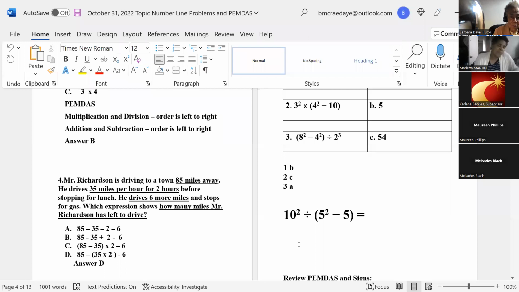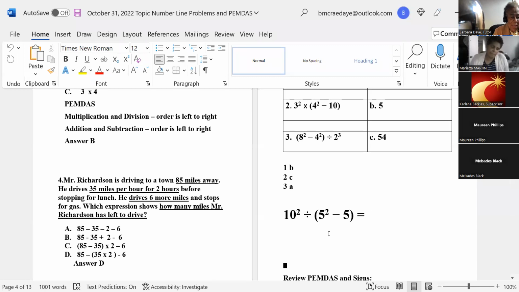Parenthesis, exponent. So what would you do first? Multiply 10 twice. No, parentheses come first. Oh yeah, parentheses, right? Yeah, sorry. You have the 5.